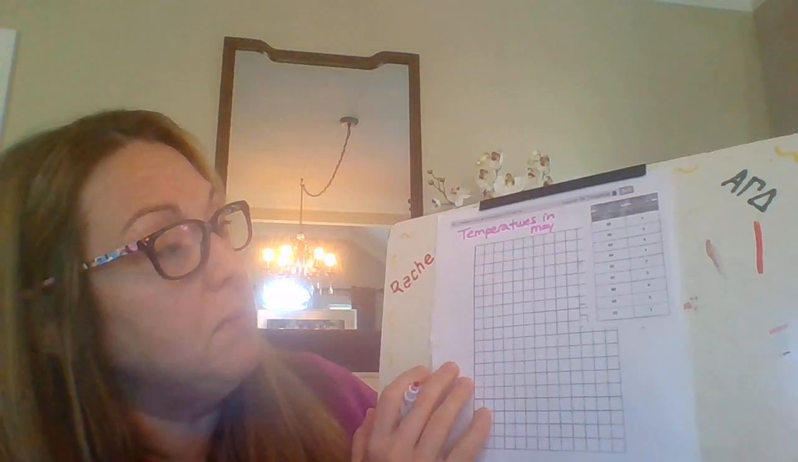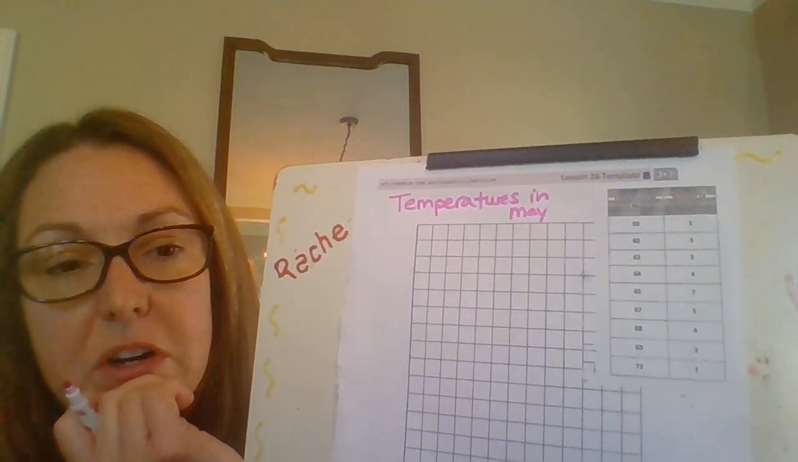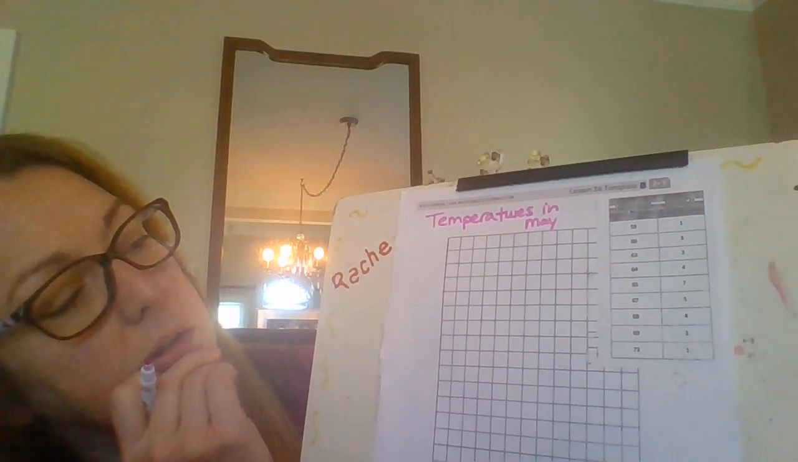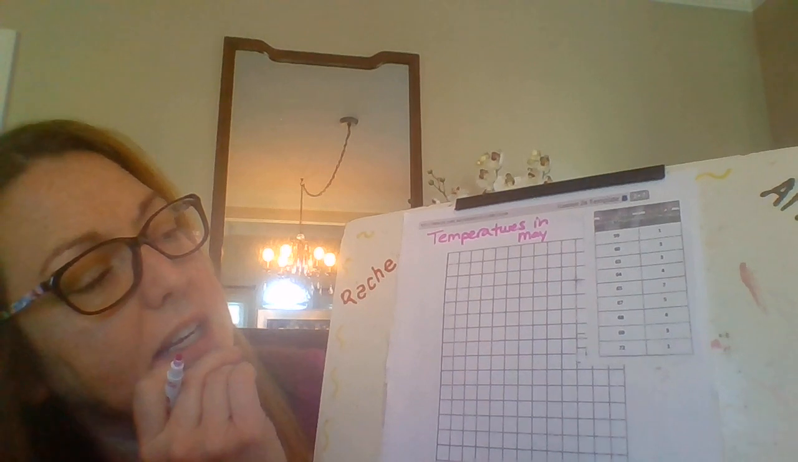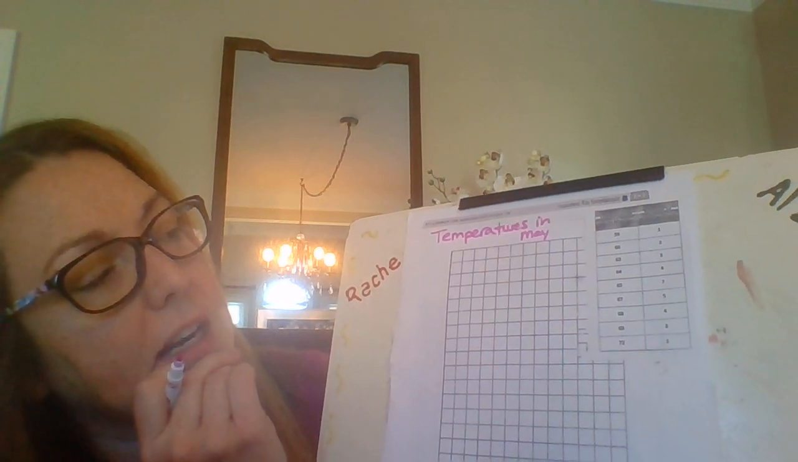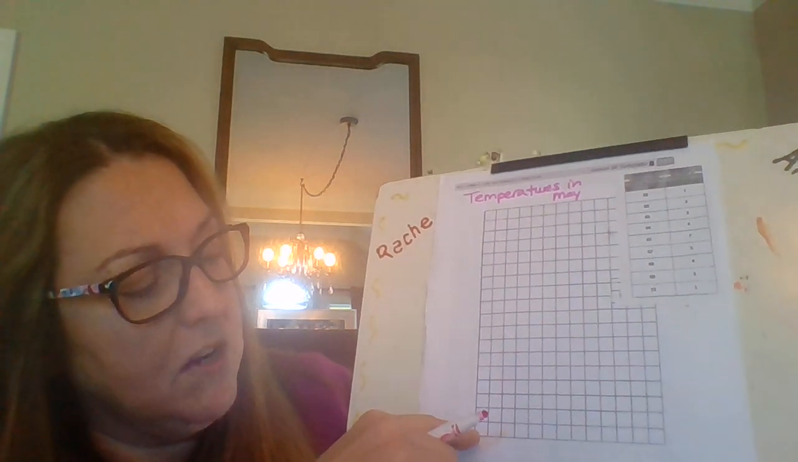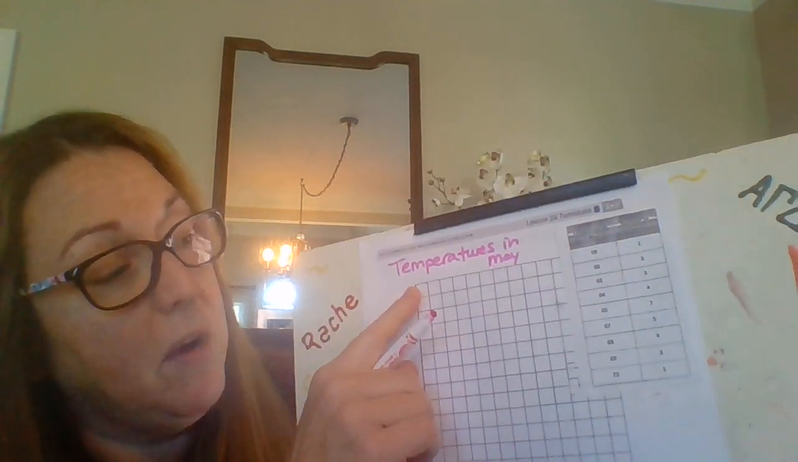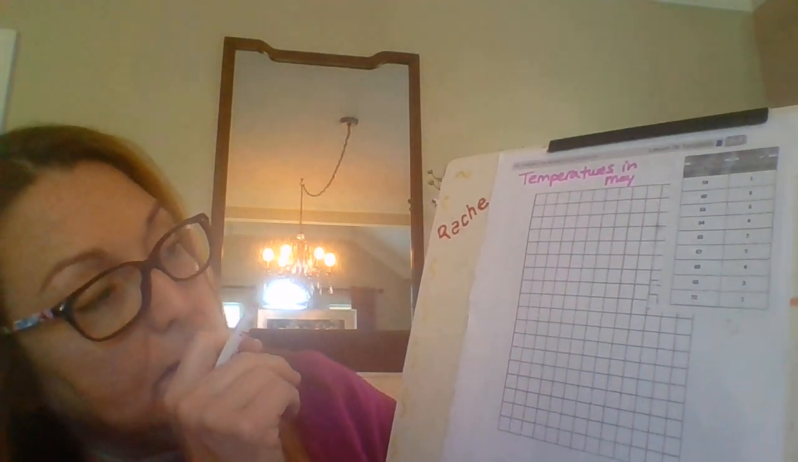We're going to do our temperatures in May. Now, what is the coldest temperature on this chart? It's 59 degrees. So we really need for our data to start, we really don't have room to start with 0 and then go 1, 2, 3, 4, 5, 6, 7. We're going to run out of room by the time we get to 20. So we're not going to be able to do it that way.